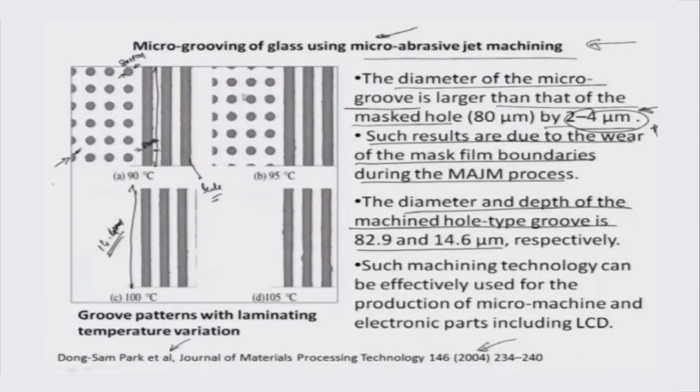What is also important here is that the laminating has been done at different temperatures. At one instance it was done at 90 degrees Celsius, another at 95, another 100 and 105 respectively, and then you try to see the impact at different temperatures. For example, you see that at 105 degrees the groove which is created, and this is the sectional view of the groove across the thickness of the substrate, is actually very topsy-turvy. So, the surface roughness suddenly increases.